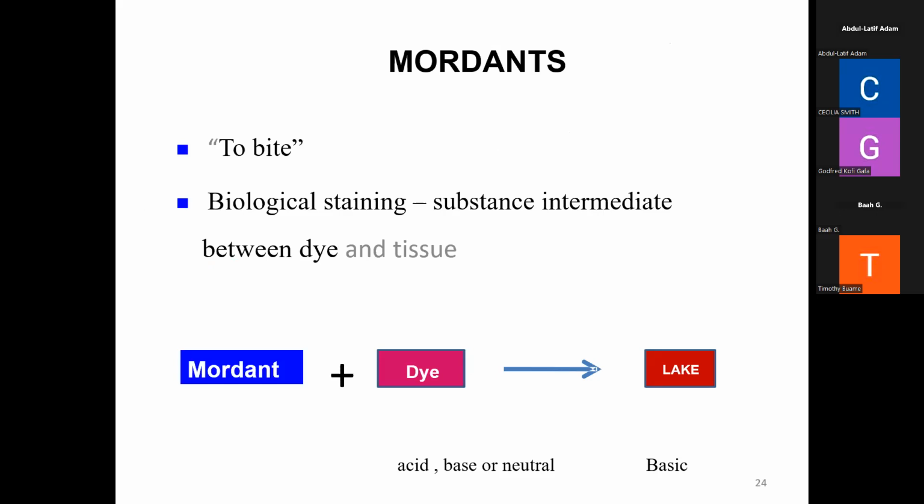And I also mentioned to you that hematoxylin does not have a color that is so distinguishable. It doesn't produce very good contrast, so far as the cytoplasmic stain is concerned. And so there is a need to add a mordant to it.